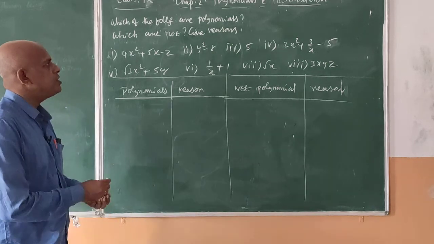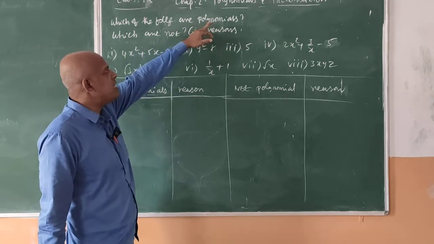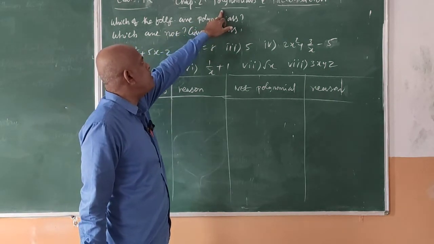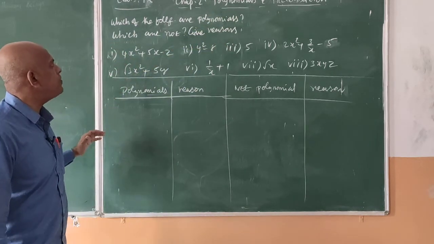Okay, children. So yesterday we introduced the second chapter, 9th class second chapter, polynomials and factorization. In this first part, the first topic we are taking is polynomials. Yesterday we had a discussion, so let us continue from that.